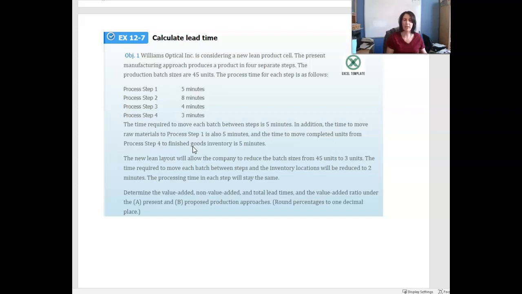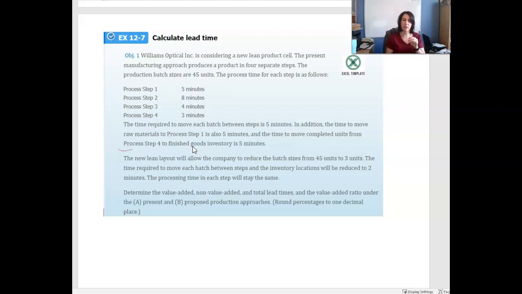Okay, so what they have you do is calculate traditional manufacturing, like what is the time with a 45 unit batch size, as it says here. 45 minutes. And then they say, now what if? So we have this regular way of doing things, and they give you all the data to figure out the value added and non-value added. And then the second part of it says, okay, now what if, right?